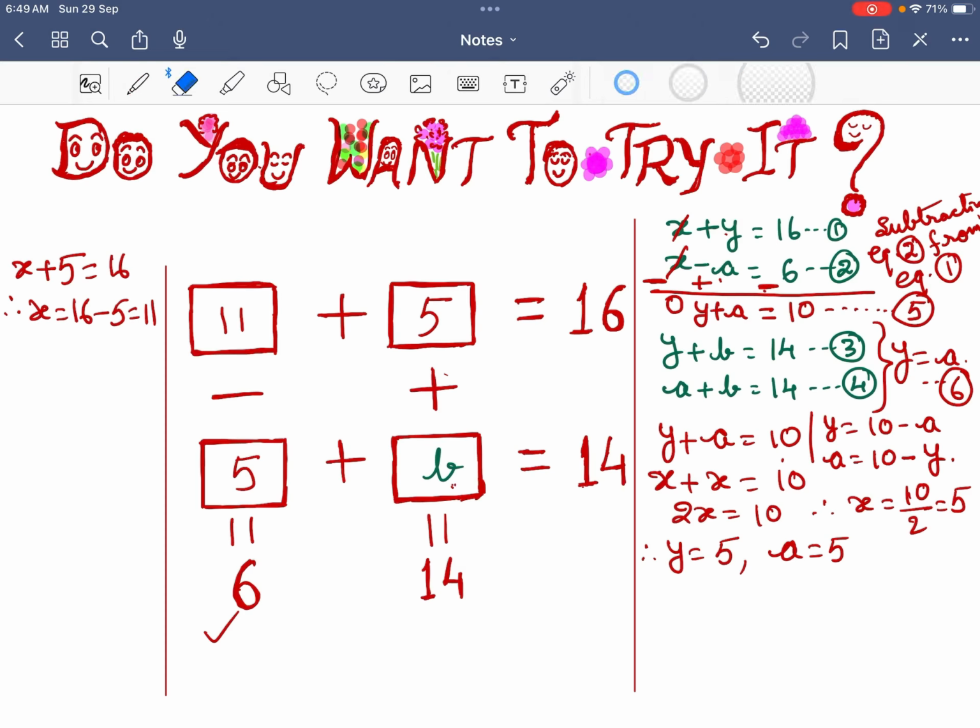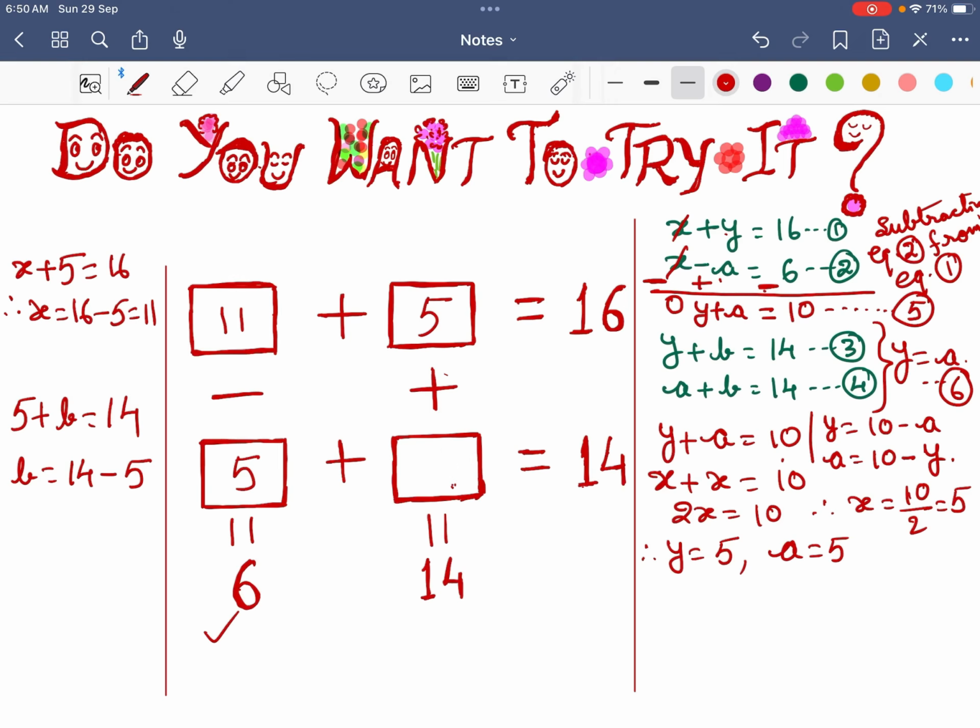And now we need to find this one only. 5 plus what is equal to 14. Now b. First let us write down. 5 plus b is equal to 14, in both the cases. So b is equal to 14 minus 5, that is equal to 9. Now let us check 11 plus 5.